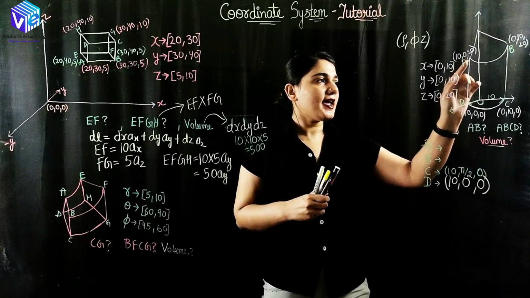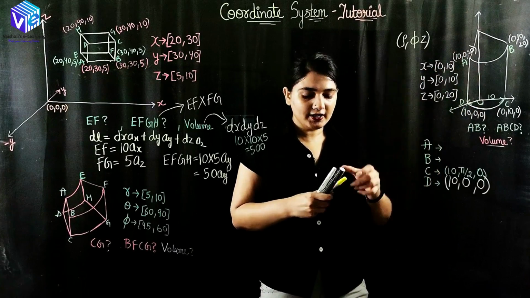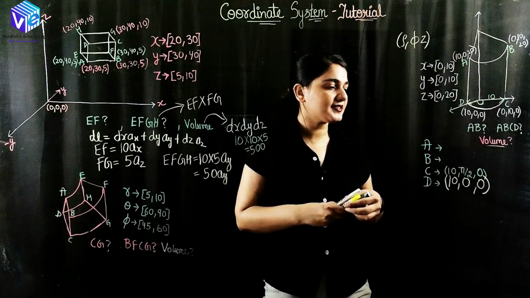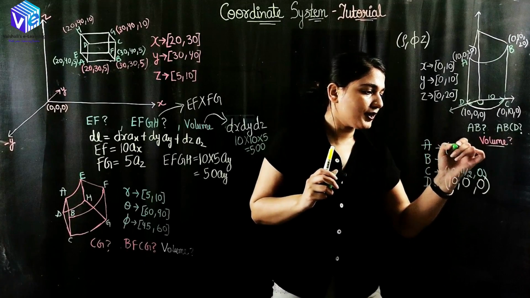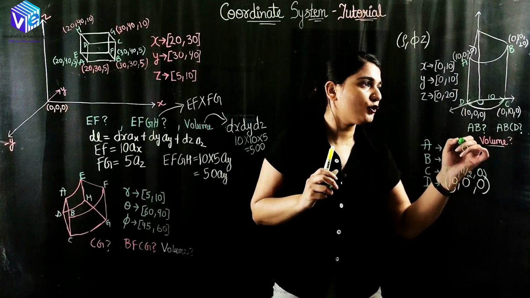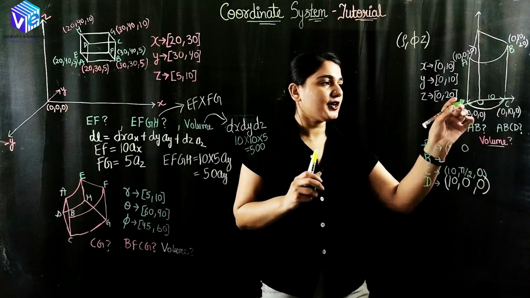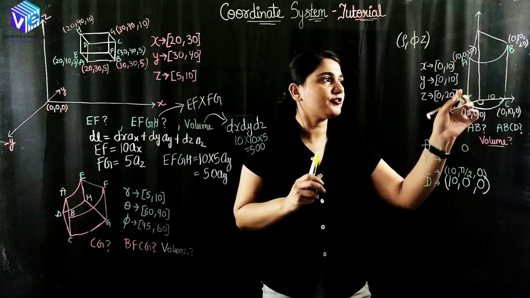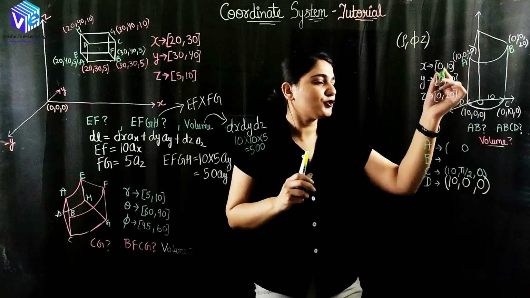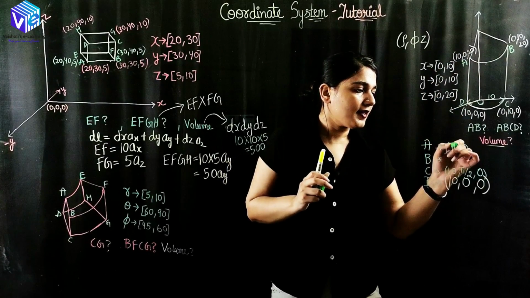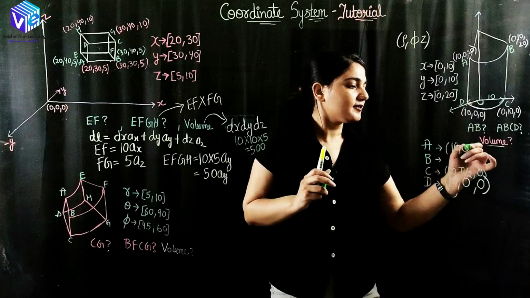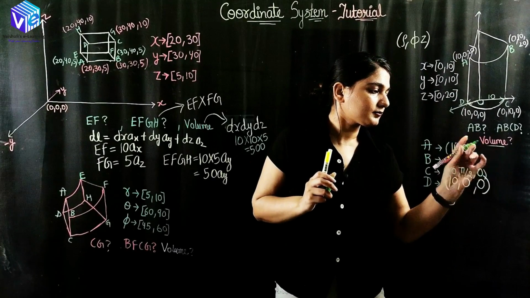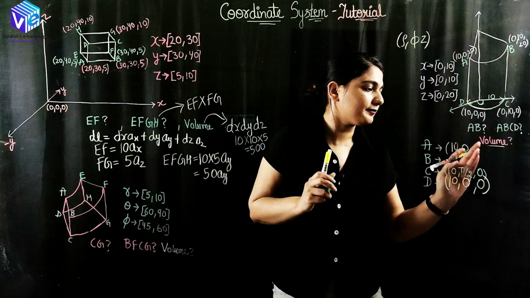Now A is parallel to the D point, so we will have the same phi. Here also we have phi 0 as D, since it is on the same coordinate axis. I have just moved the D point up here. Rho is also 10. What is different here? Z is different. Z here is 20.